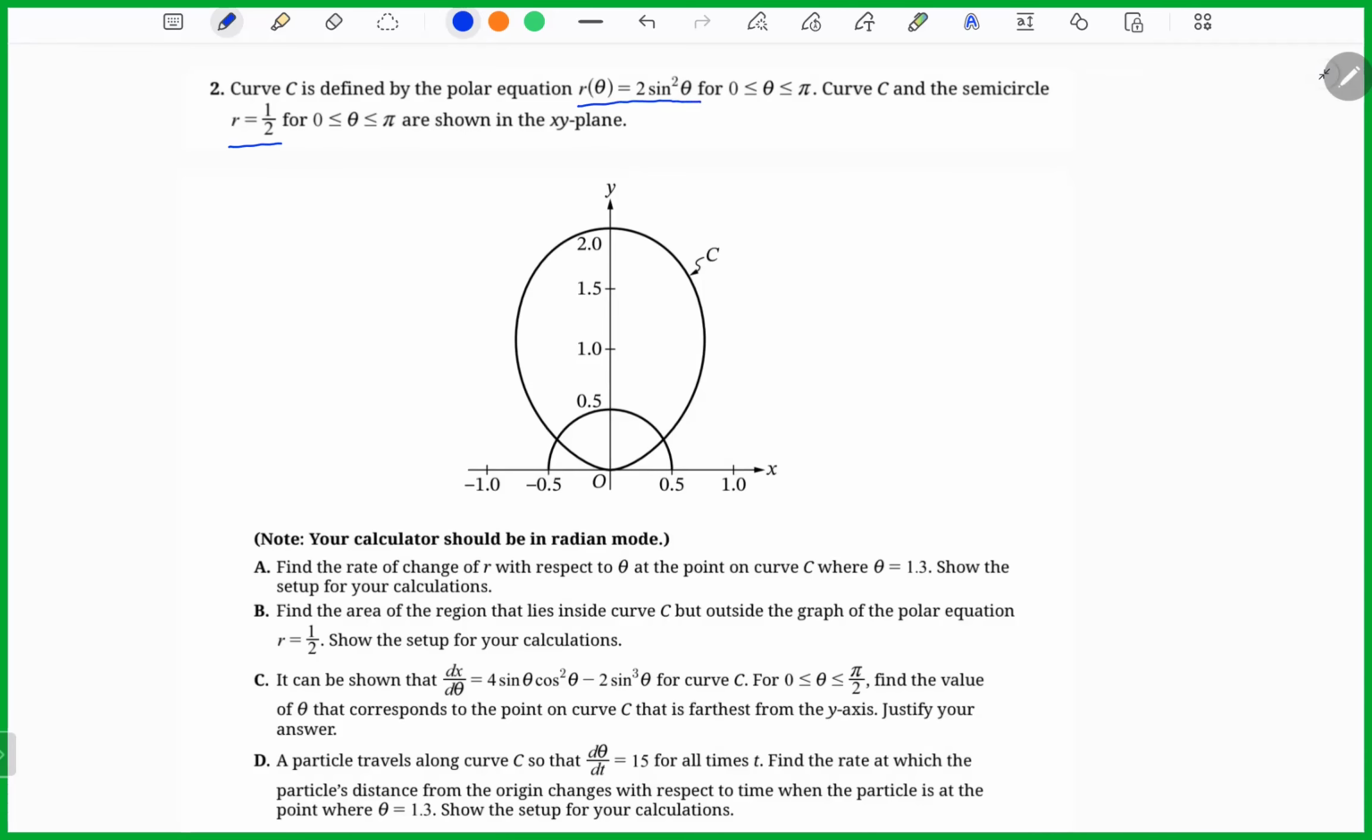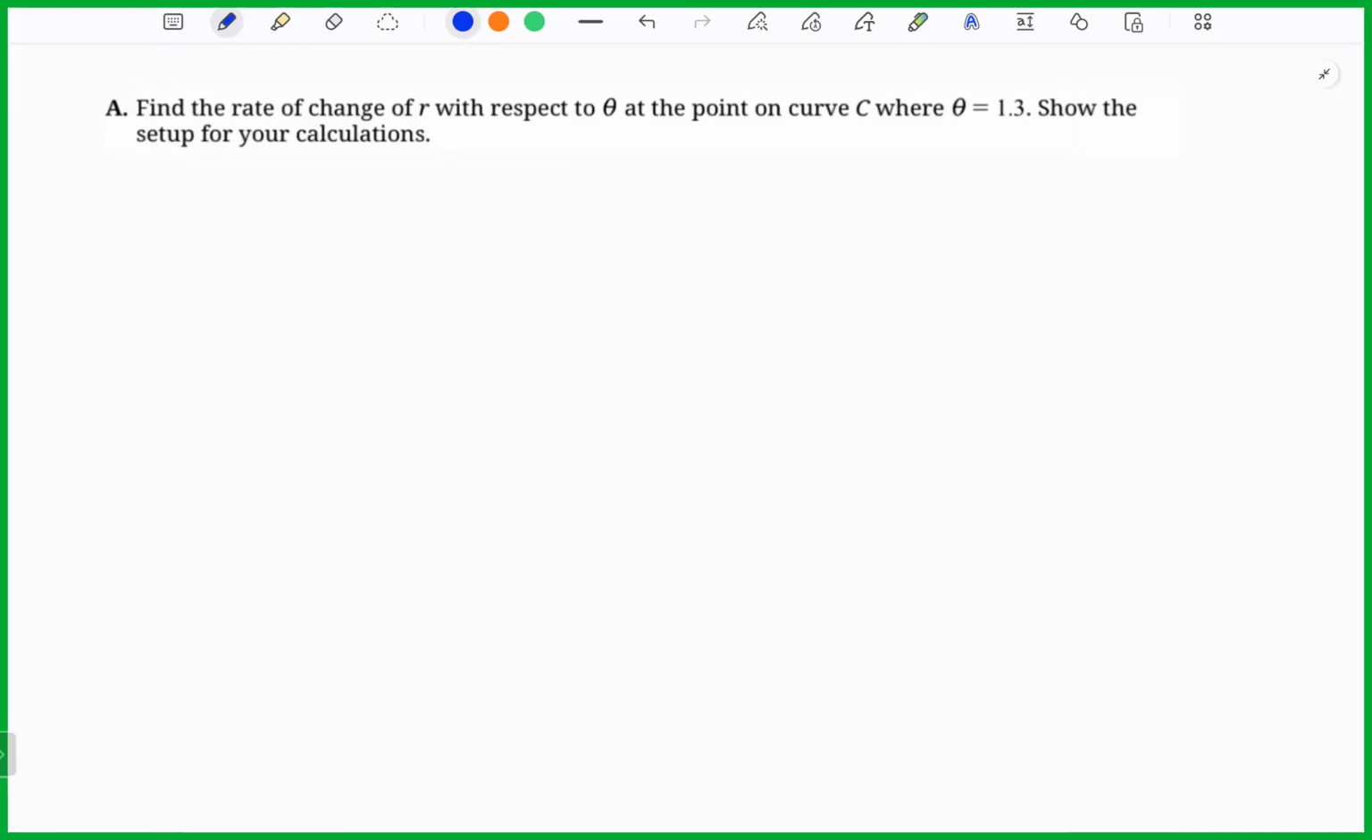Now, part A asks us to find the rate of change of r with respect to theta at the point on the curve C where theta equals 1.3. And so let's get started on that. And we're going to use two separate approaches. Our first approach will be to do this without a calculator at all.